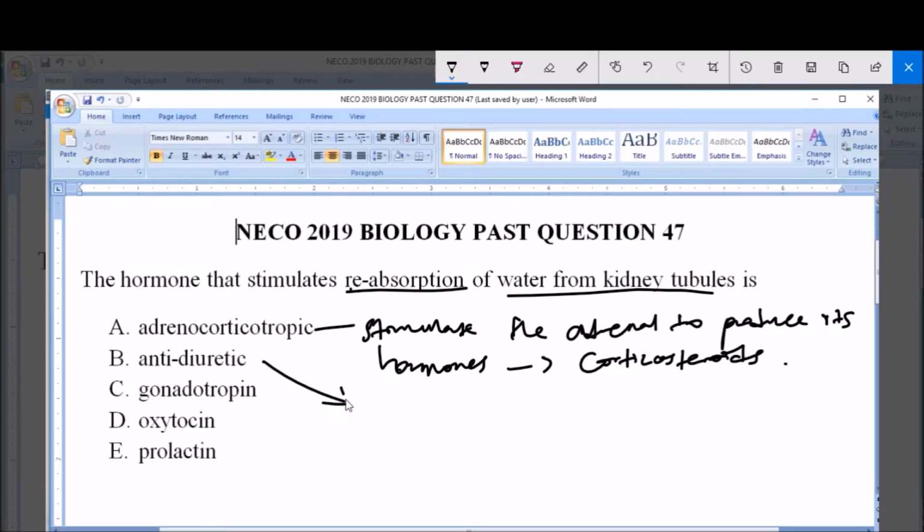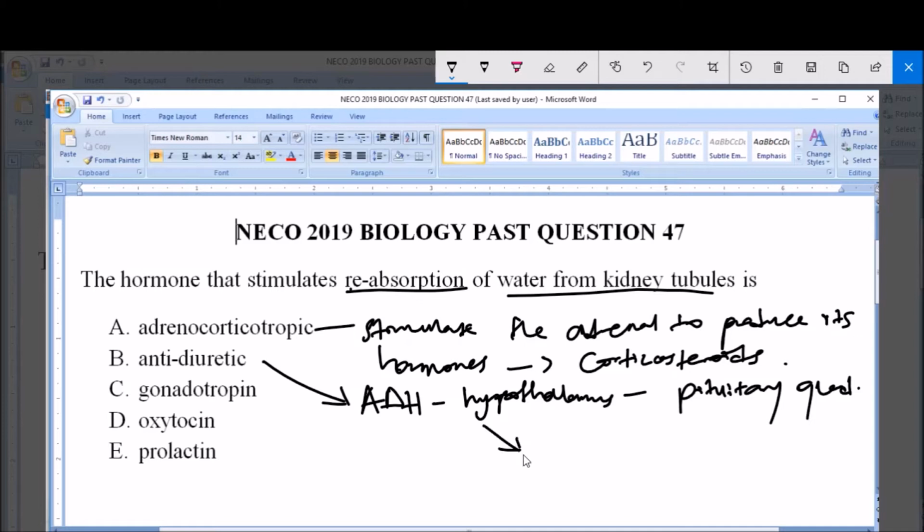Now option B says antidiuretic hormone. Antidiuretic hormone is also known as ADH. It's actually produced by the hypothalamus. The hypothalamus produces this hormone, but then the hormone is stored in the pituitary gland, that is the posterior part of the pituitary gland. And then this hormone is responsible for the reabsorption of water from kidney tubules. From the name antidiuretic, you will know that that is the function of this hormone. Reabsorption of water from kidney tubules.